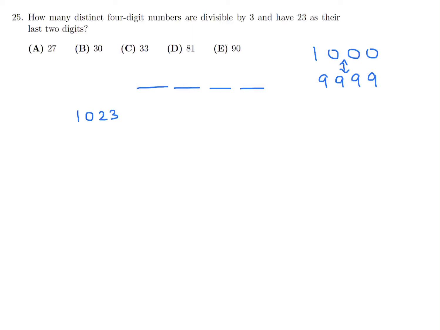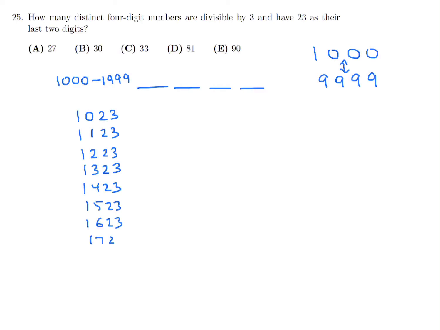So 1023, 1123. I'm just writing the numbers that end in 23. And I'll just do this for the range 1000 to 1999, like that. So 423, 523, 623, 723, 823, 923. There you go. Now, we just have to do this once.